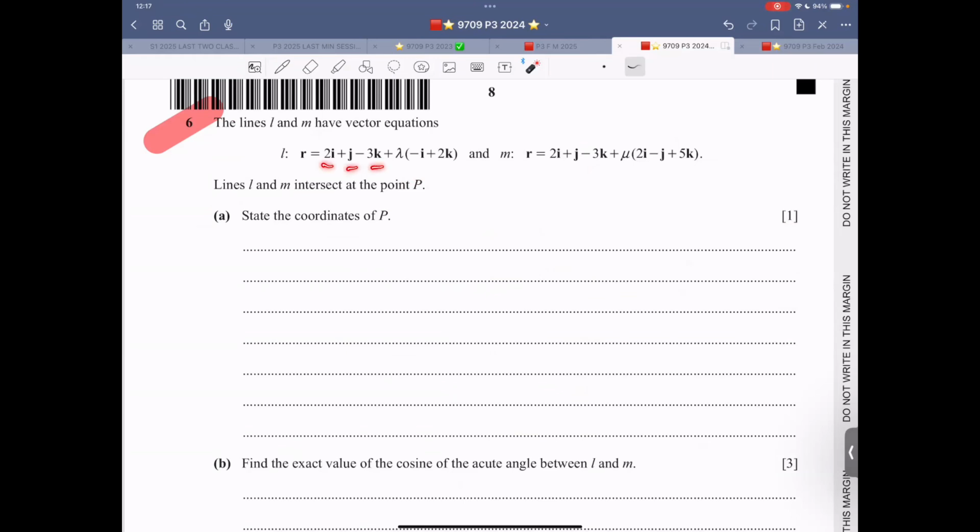Focus on the fixed point, 2, 1, minus 3. This is common. So the common point is the point of intersection. Find the exact value of the cosine of the acute angle. So use the direction vector, find cosine, rather than the angle, the cosine.